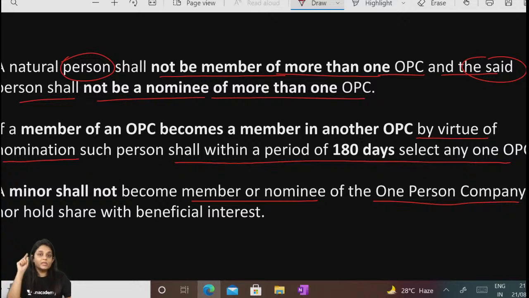Clear? Now listen carefully. Think. This is something which you have to think from your brain. Can I say OPC is a corporate form for a sole proprietorship? Can I say OPC is just a corporate form for a sole proprietorship? Yes or no?